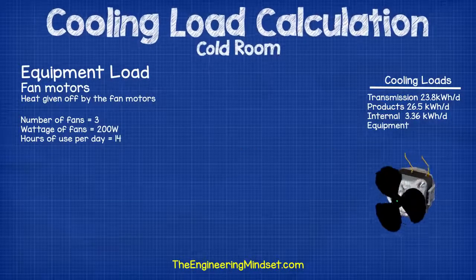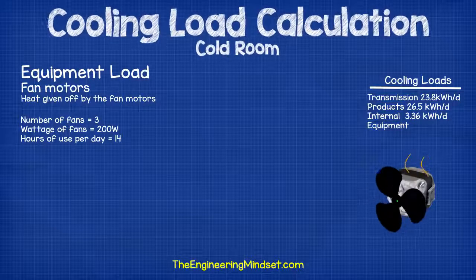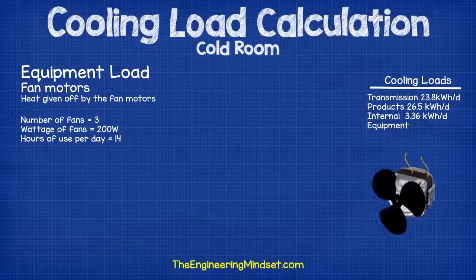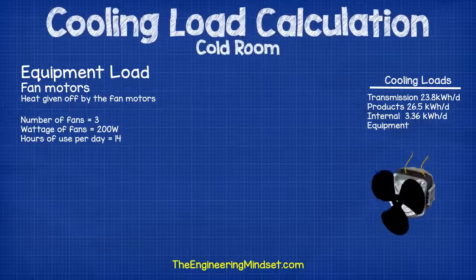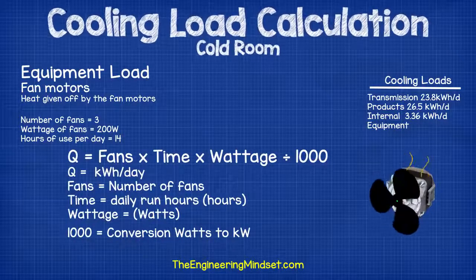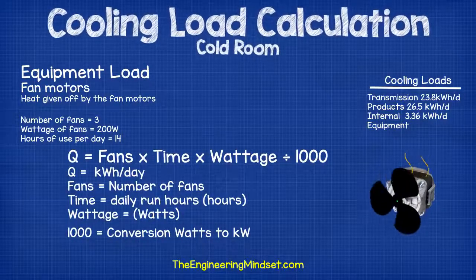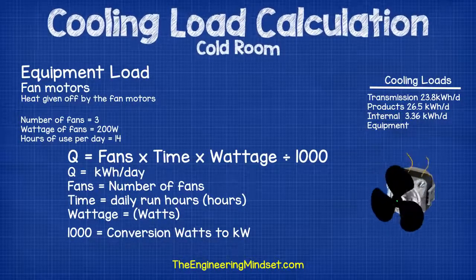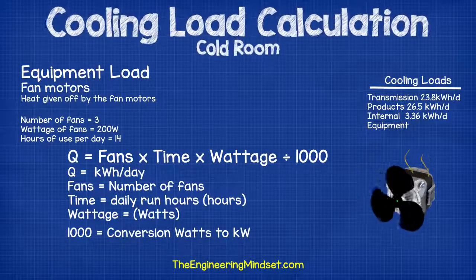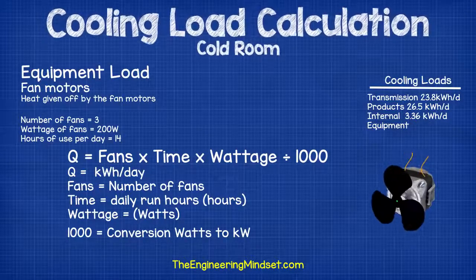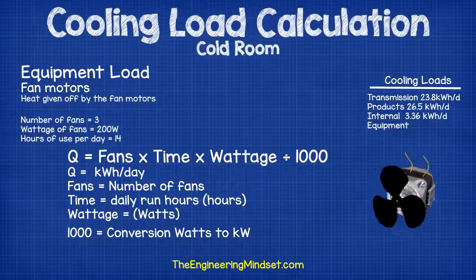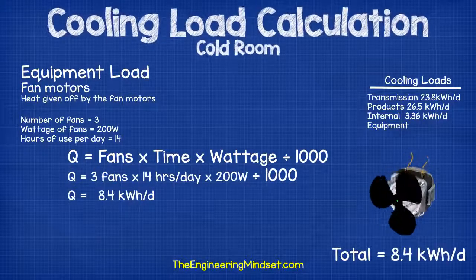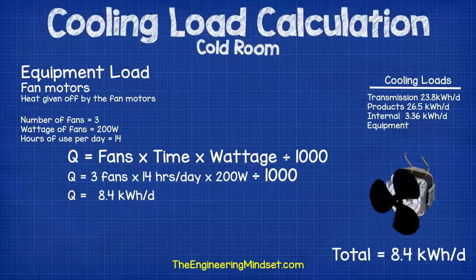Now we can calculate the heat generation of the fan motors in the evaporator. In this cold room evaporator, we'll be using 3 fans rated at 200 watts each, and we'll estimate that they will be running for 14 hours per day. We can use the formula Q equals fans multiplied by time multiplied by wattage divided by 1000, where Q equals kilowatt hours per day, fans equals the number of fans within the evaporator unit, time equals the daily run hours, wattage equals the rated power of the fan motors, and 1000 is to simply convert from watts to kilowatts. So if we drop these numbers in, we'll see that the answer comes out at 8.4 kilowatt hours per day.